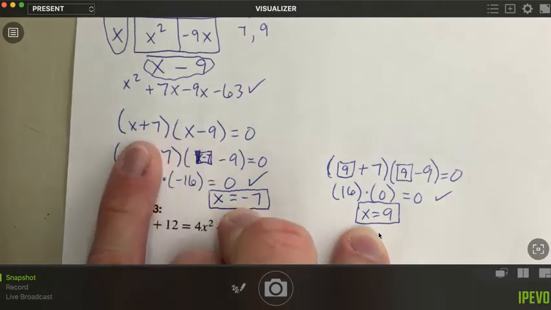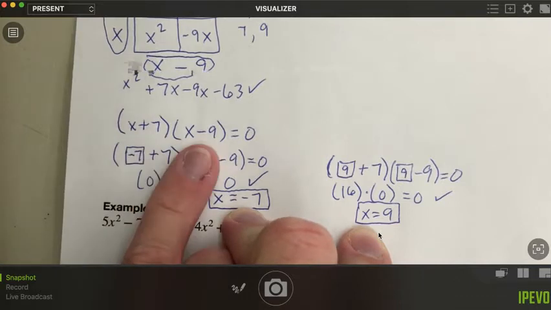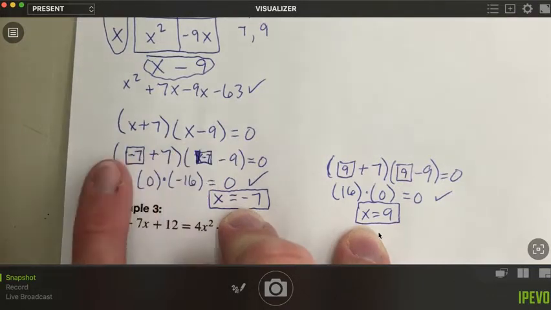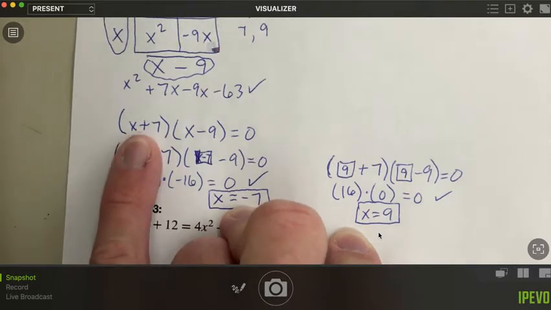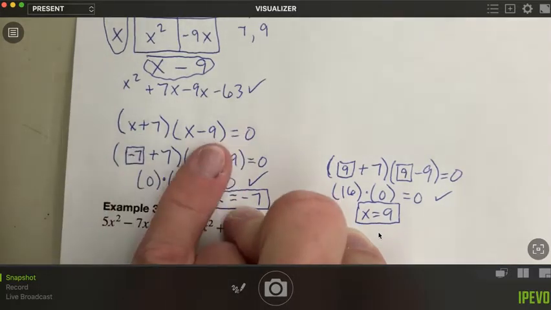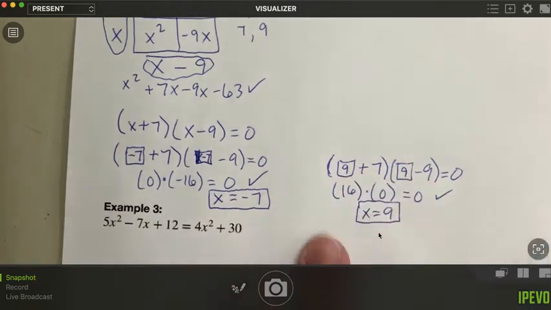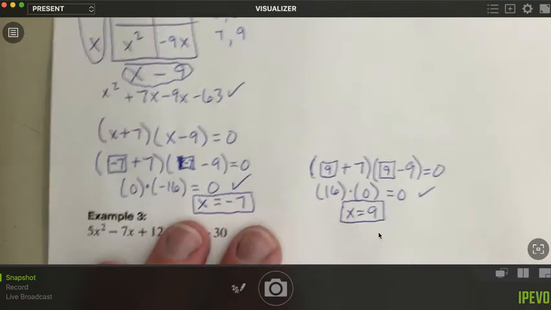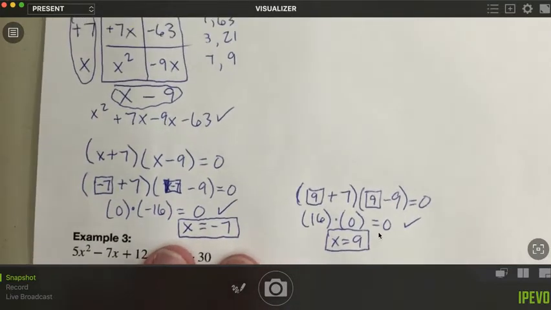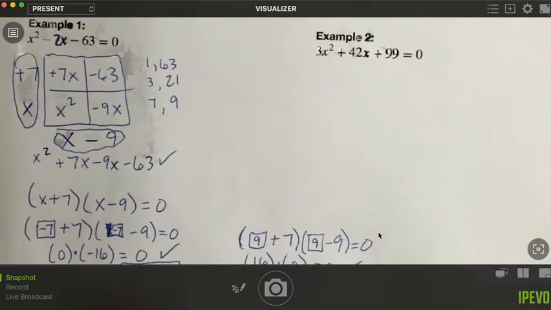So basically when we factor, this set of parentheses makes it easy to figure out, oh, what numbers are going to make the whole thing 0? So we worried about the first set of parentheses in the first case, and then we worried about the second set of parentheses in the second case. All right, so that's the big idea. By making it equal to 0, we can quickly find the solutions that work.